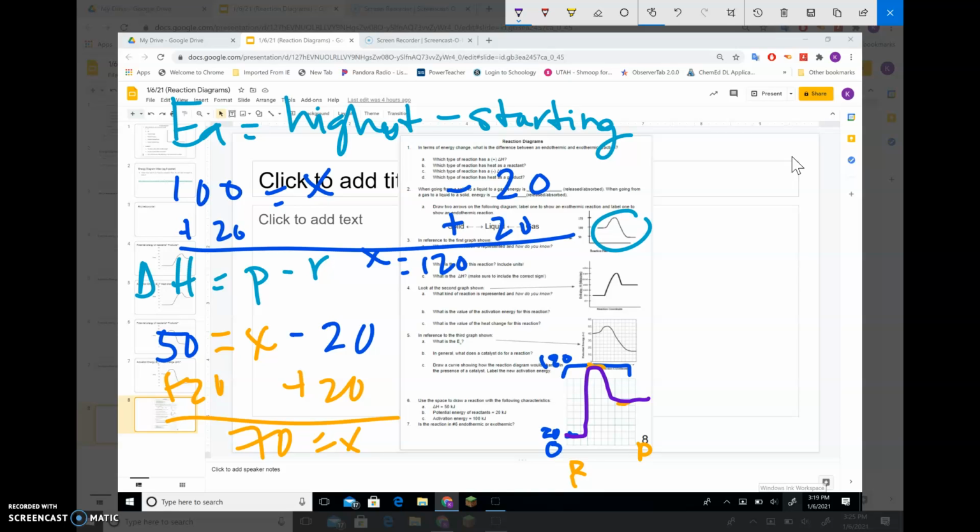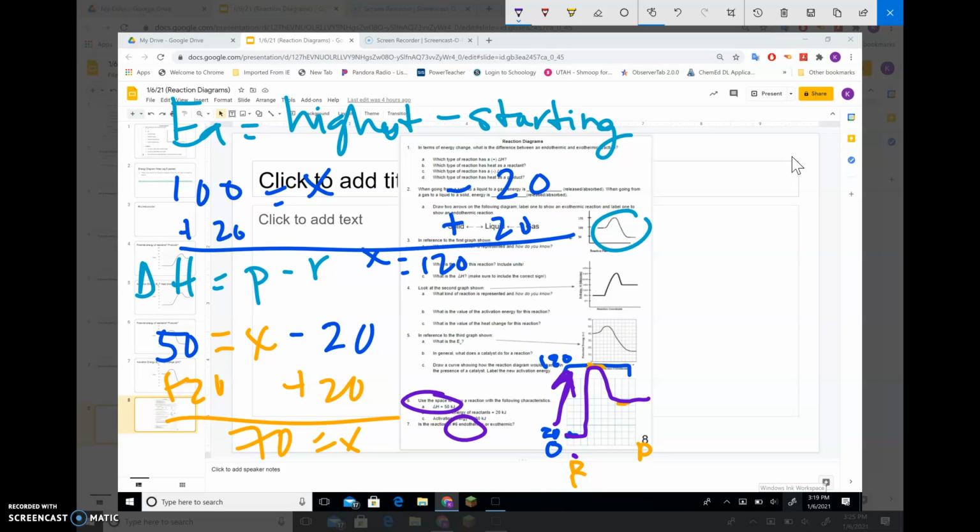From this graph, we can now tell if the reaction is endothermic or exothermic. First of all, just from our delta H, the fact that our delta H is positive right there means this is endothermic. We can also tell it's endothermic because our products are higher than our reactants. And also, the line going up to the highest point right here shows an increase in heat, which is also an endothermic quality.